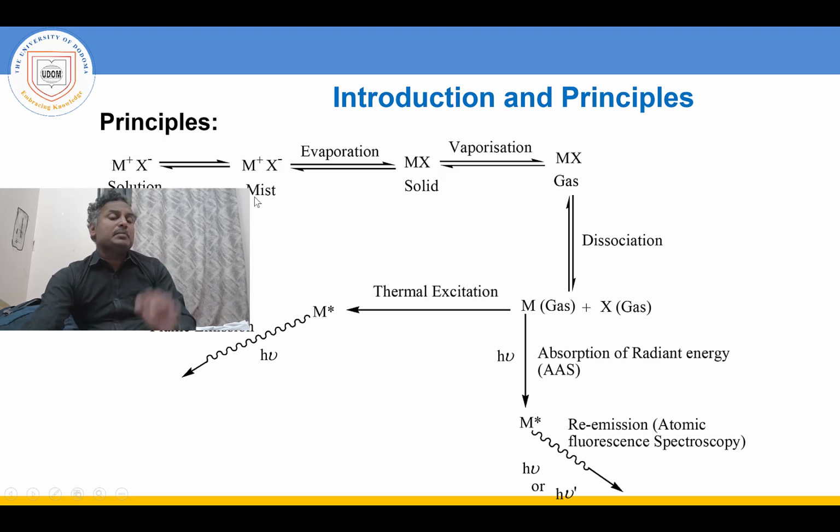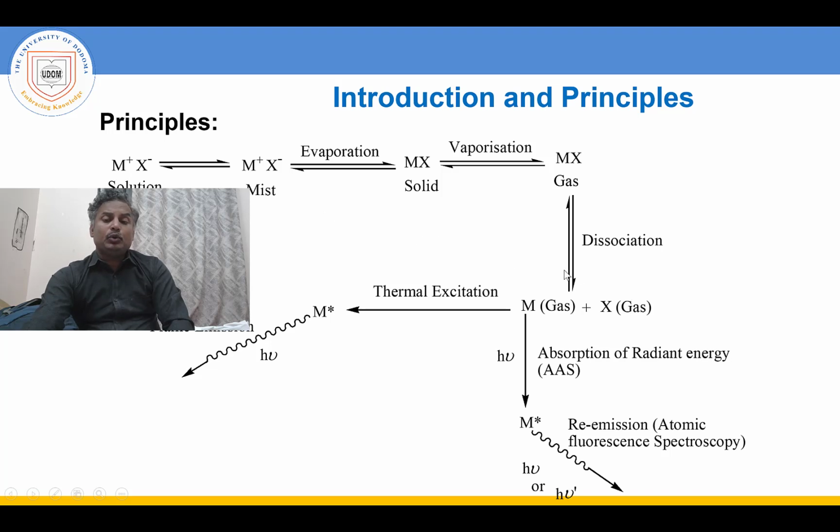And this mist is nothing but aerosol. And then, after evaporation of this mist, it will remain with MX solid, that means salt in the form of solid. And this is present in the flame, and immediately it will undergo vaporization. That means MX is changing from solid to gas, and then it will undergo dissociation. After dissociation, you will be having individual atoms, M gaseous atom, X gaseous atom.